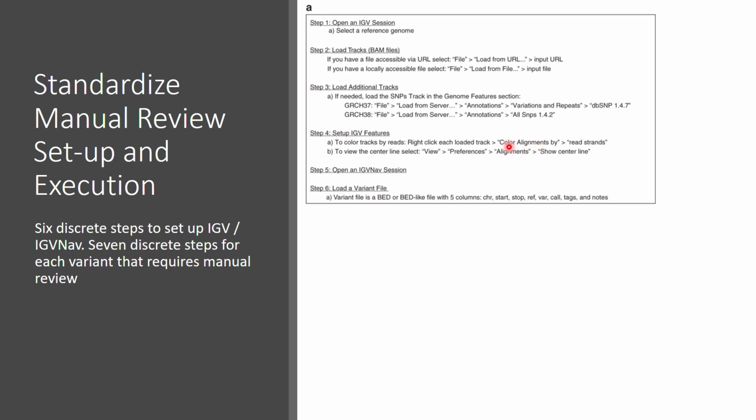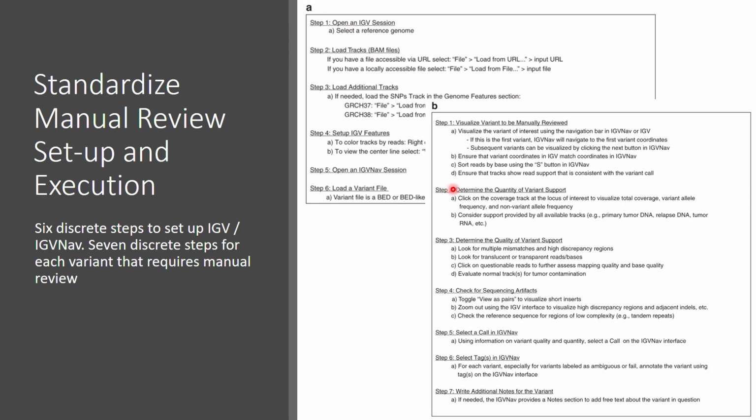As mentioned, we define this process for setting up IGV, for setting up IGVNav, and for loading the feature tracks, and that takes 6 discrete steps, for which a cheat sheet is described here. Then, for each variant that requires manual review, we set up a 7-step process to evaluate each one of those 19 artifacts that are commonly observed during the process.